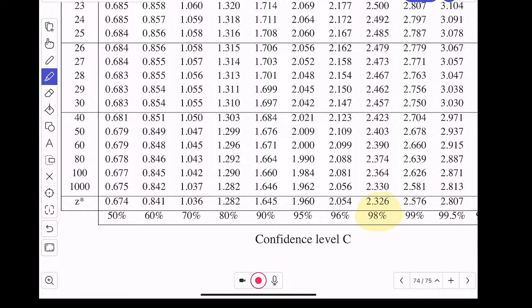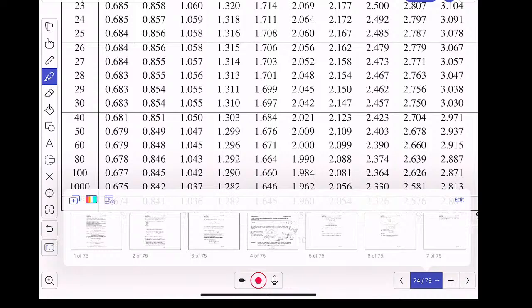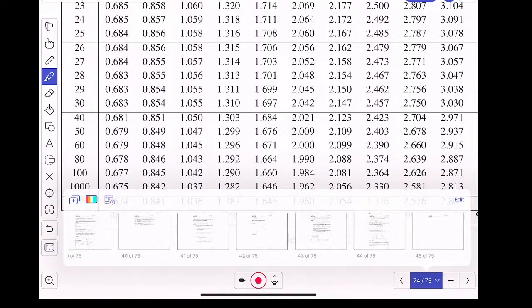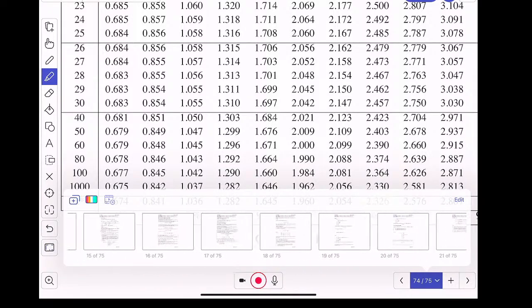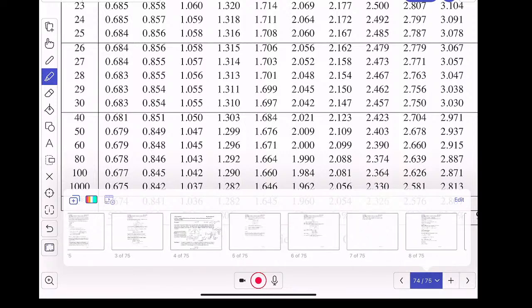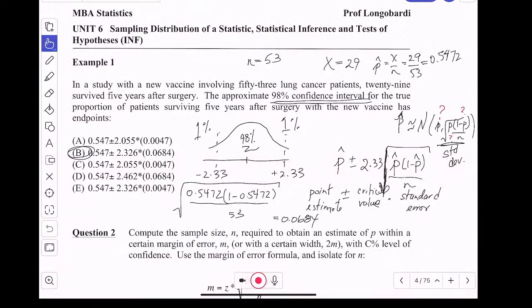Okay, so we'll talk more about the T-table later. I just wanted to show you at the bottom of the T-table, you can find a few critical values that you can refer to and quickly solve your problems for confidence intervals. Okay, so then that's where that number comes from, 2.326.